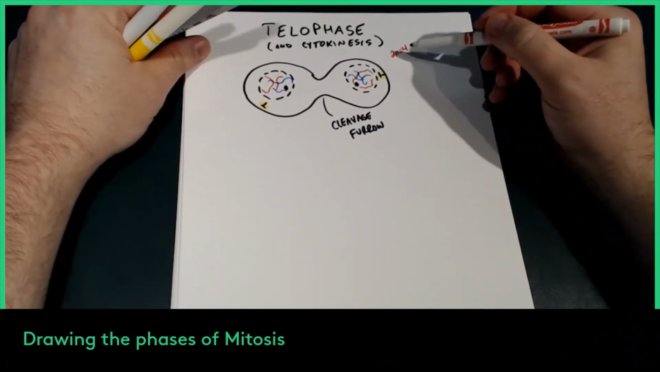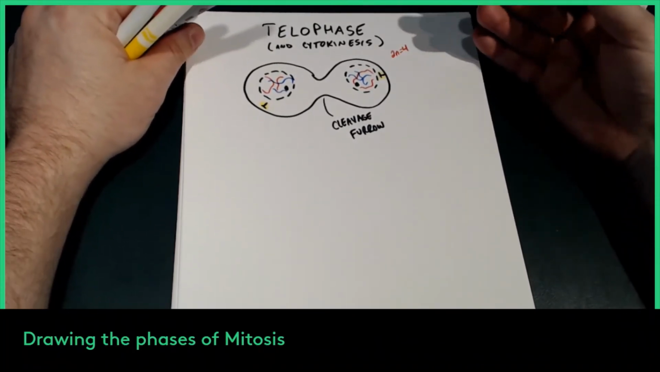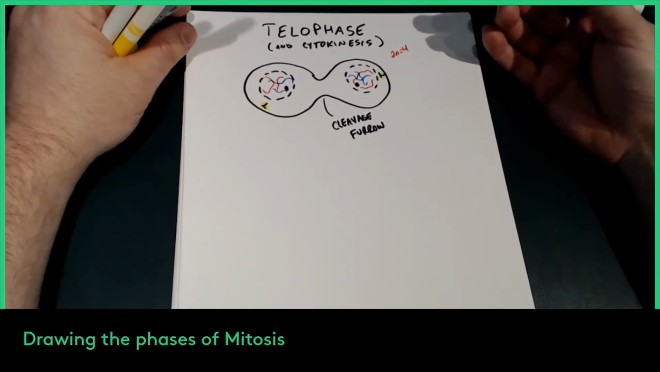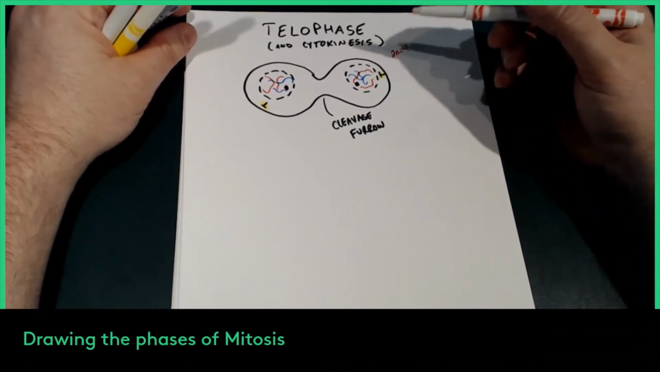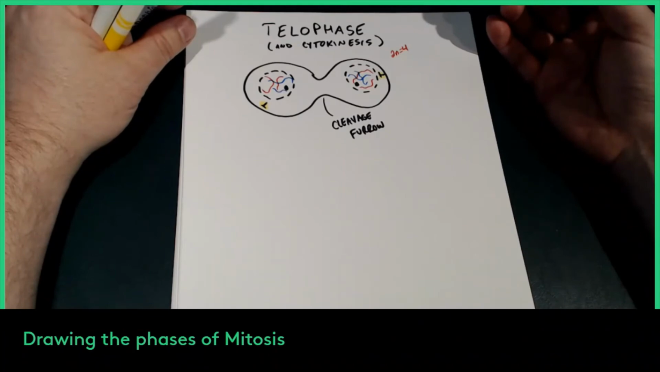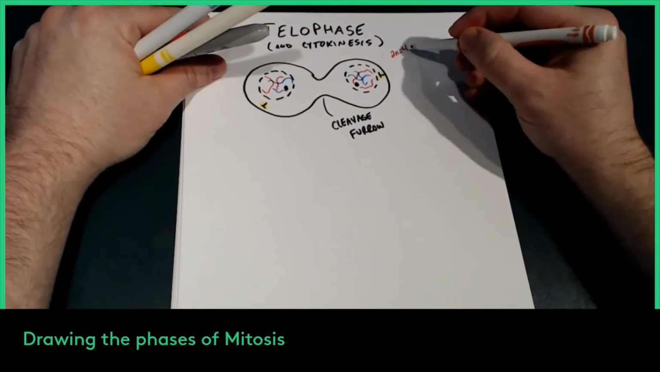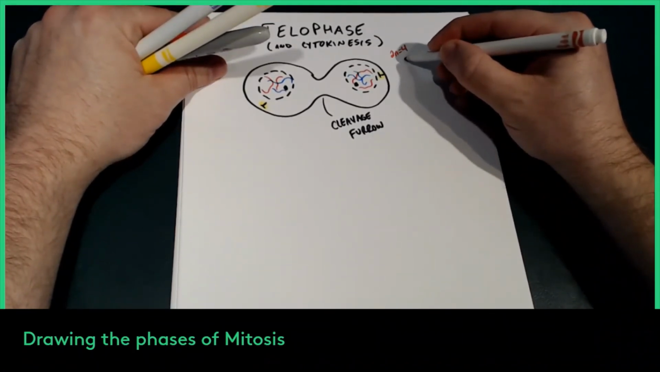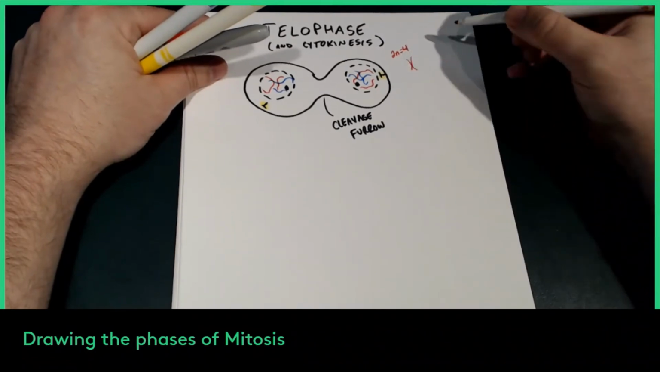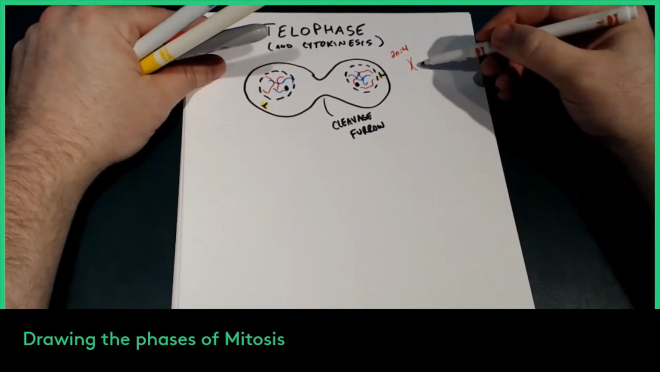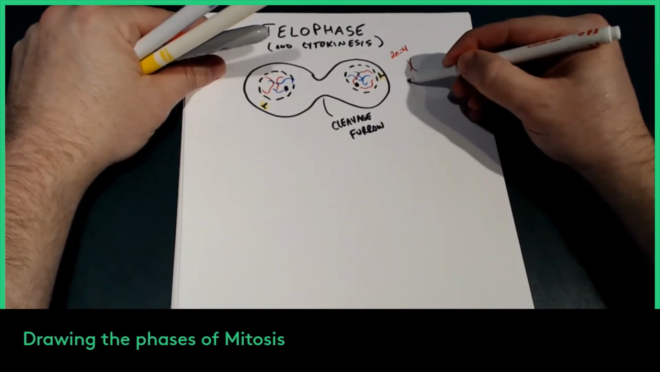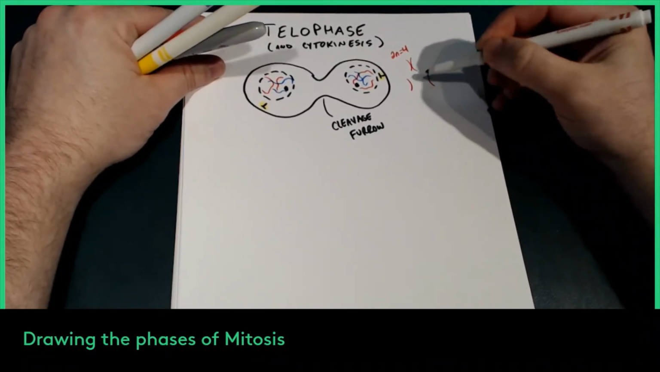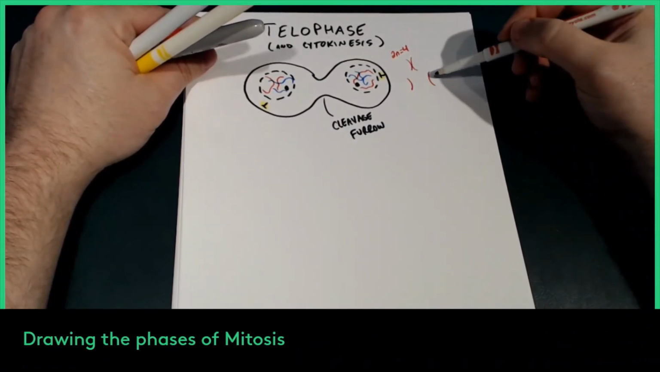Well, wait a minute. Mitosis is basically asexual reproduction. How can we have identical cells when we're all finished here? Well, think about it. When we started, we had 4 of these things, and these are called chromosomes. And now we have 4 of these things in each cell. But guess what these are called?